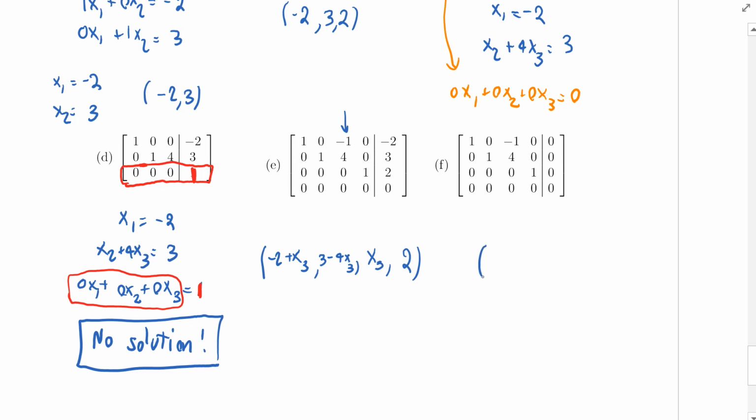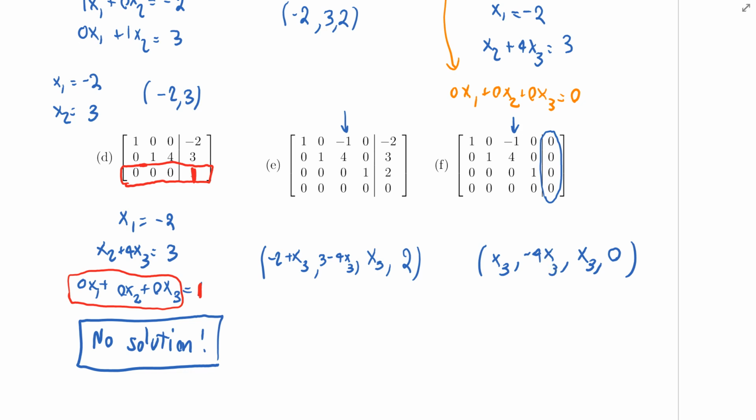And the last one. Well, this one is once again pretty simple. My x3 is going to be a free variable, so it's going to be just x3. My x4 is going to be 0. And then my x1 is going to be, notice that my right hand side is actually entirely 0. So my x1 is going to be just x3, and my x2 is going to be negative 4x3.